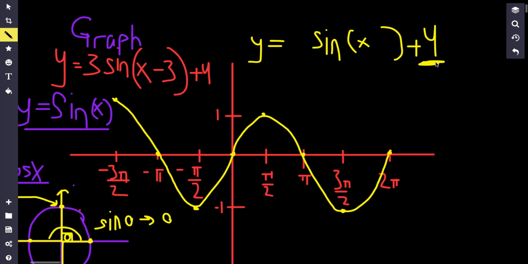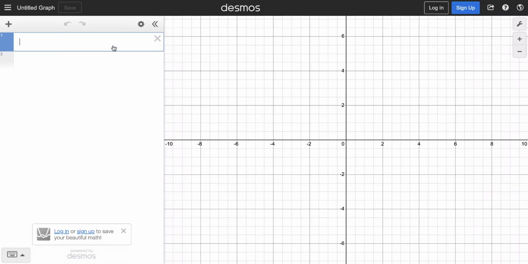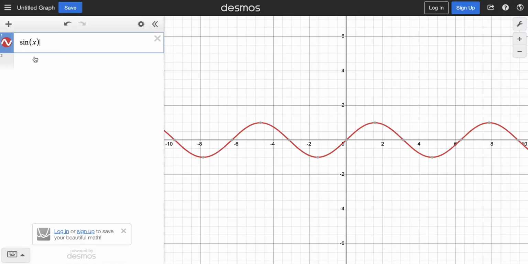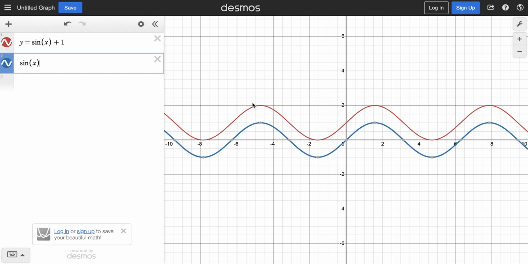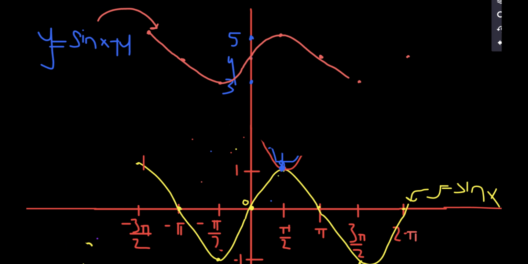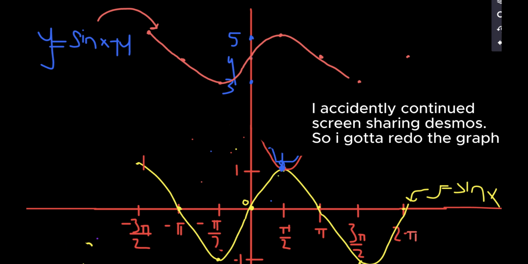Well, this 4 at the end just moves everything up by 4. And you can kind of think about this intuitively, right? If you have the function y is equal to sine of x, and you add 1 to the function, well, every value that it originally was, this plus 1 right over here is going to make it go up by 1, right? You're just going to add 1 to whatever values are originally there. Meaning that if I have plus 4, I'm just going to move it 4 units up.